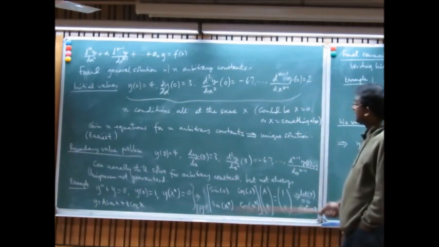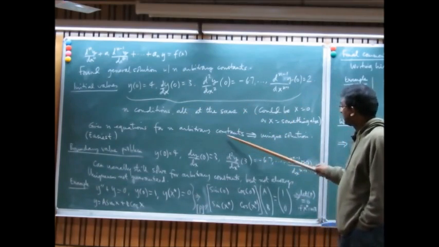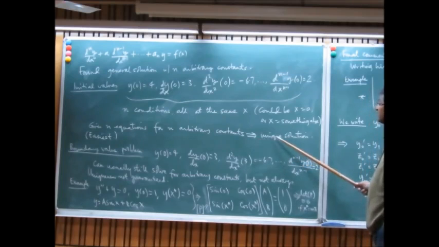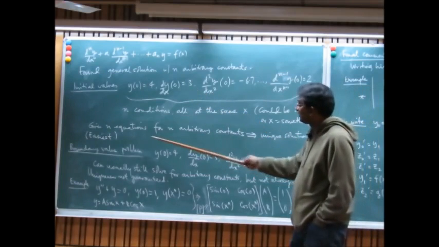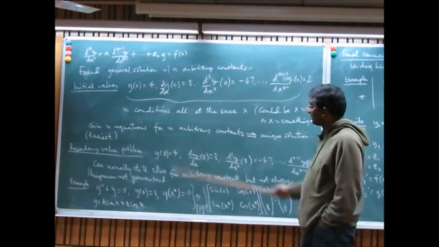In this way we can get n simultaneous equations. Those simultaneous equations can be solved for the n arbitrary constants and they will give a unique solution for initial value problems, and this is the easiest problem associated with this.